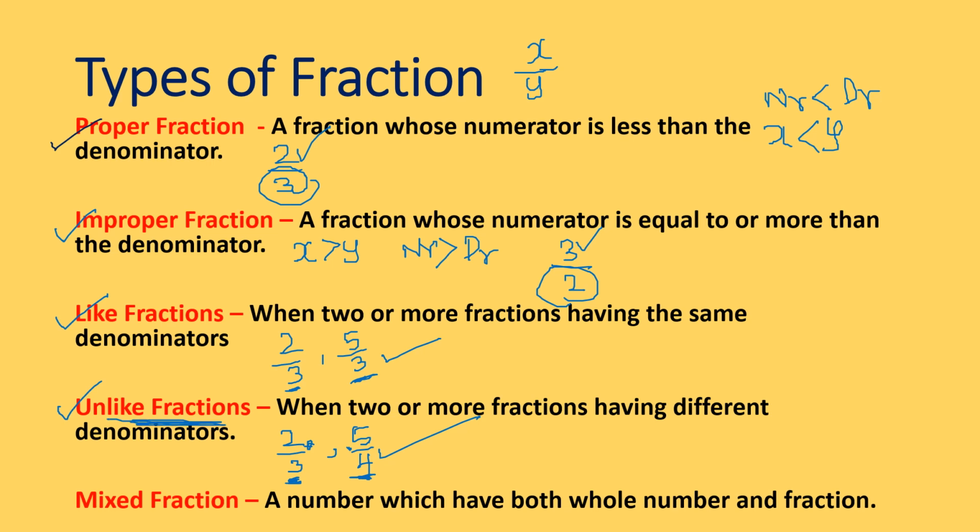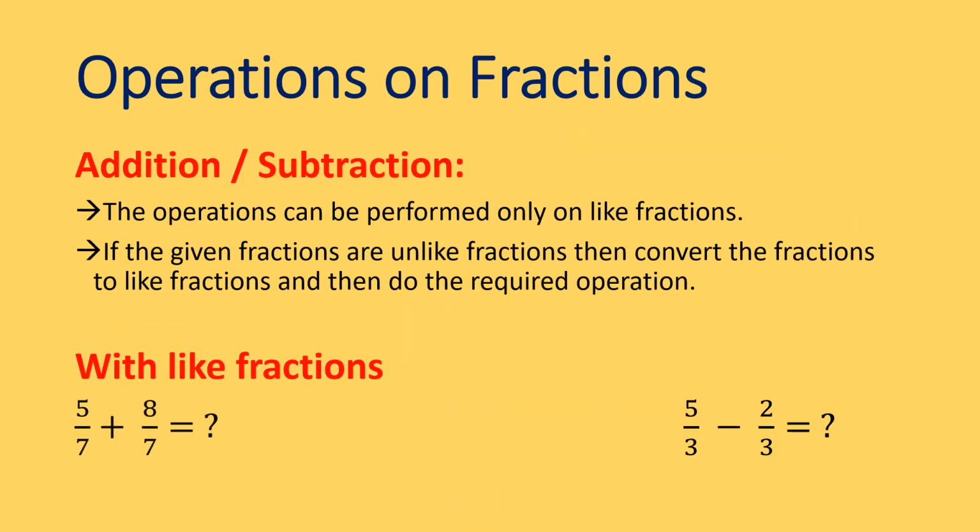And the last type is the mixed fraction. So any number which can be expressed like this is going to have two things. One is a whole number, another one is a fraction. Then we can say this type of number is a mixed fraction, which comprises a whole number part as well as the fraction part. Next, we are going to see about operations on fractions.